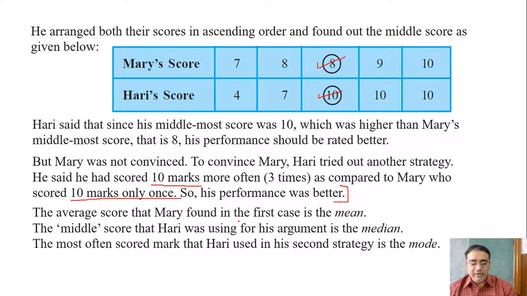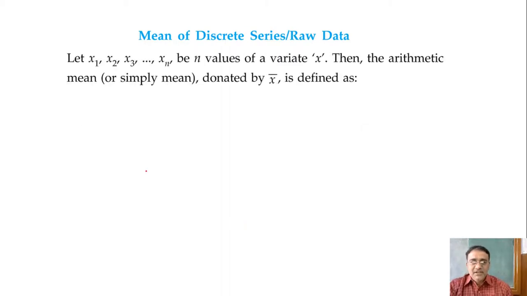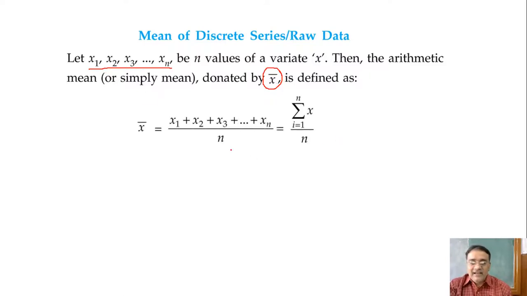Class 7th में तुम लोग पढ़े हो. So mean of discrete data, raw data. Raw data means the data which we collected, which is in original form. Let x1, x2, x3, xn be the n values of variates. So arithmetic mean, or simply mean, is denoted by this symbol. And this is nothing but the sum of all the observations divided by the number of observations, that is x1 plus x2 plus x3 up to xn upon n.